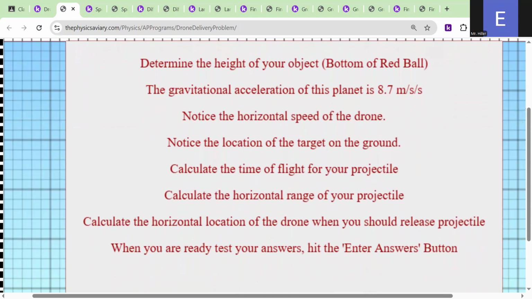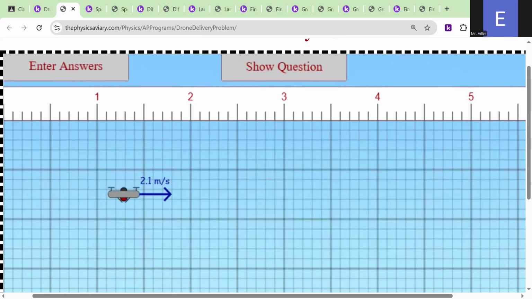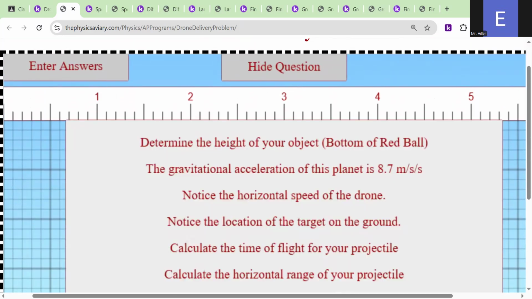Notice the horizontal speed of the drone. Notice the location of the target on the ground. Your job is to calculate the time of flight and then the horizontal range, which is the horizontal distance it travels, or horizontal displacement. Once we've calculated those, we're going to enter answers in the button. The drone will then release the red ball exactly where we say it will, and we're going to see if we hit the target. So I'm going to hide the question so we can actually get to work. Let me note my 8.7.